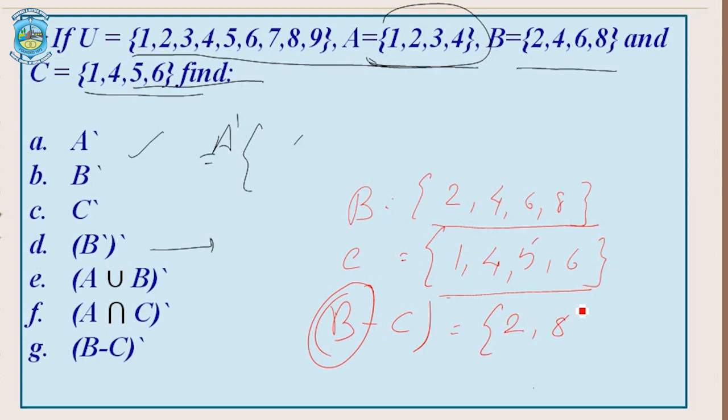And what is the complement of it? B minus C whole dash. The complement of it would be all those elements apart from 2 and 8 which are there in the universal set. So, let us find it out. It would be 1, 3, 4, 5, 6, 7 and 9. So, this is B minus C whole complement.